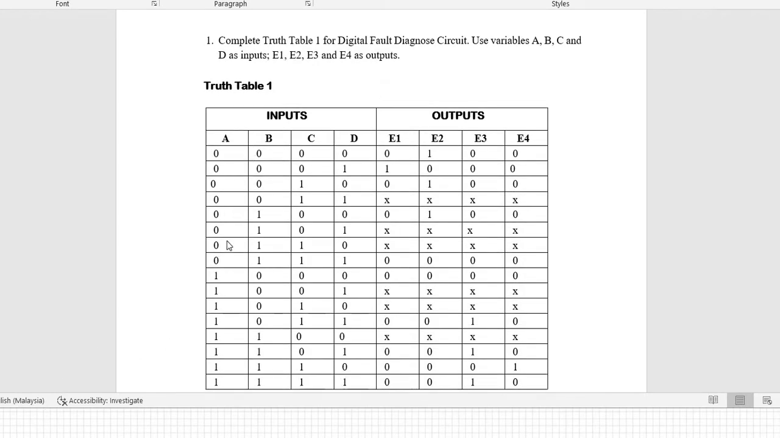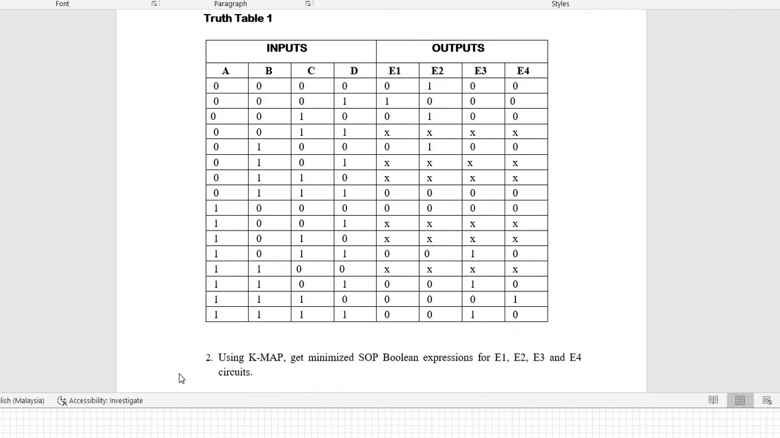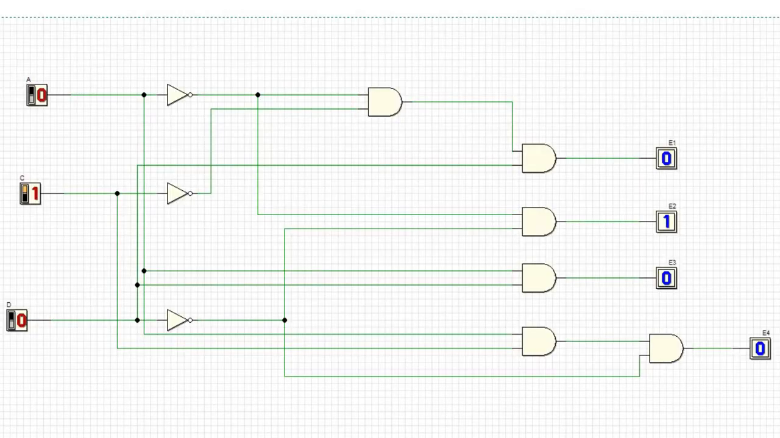As you can see, we just put our input on the diagram or the circuit. If we put A 0, C 0, D 0, all of the output will be E1 is 0, E2 is 1, E3 is 0, E4 is 0.